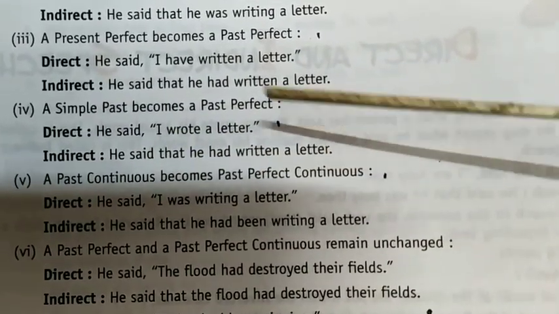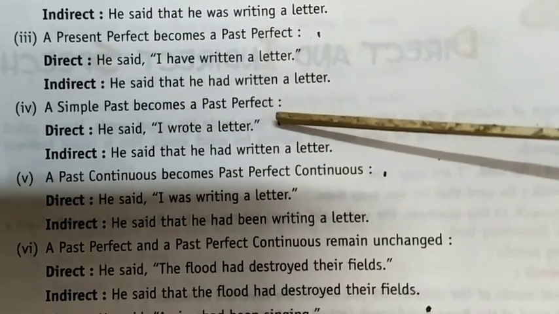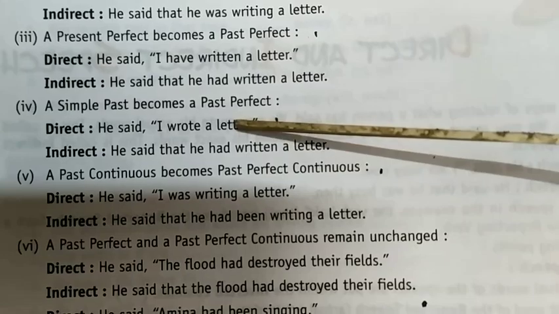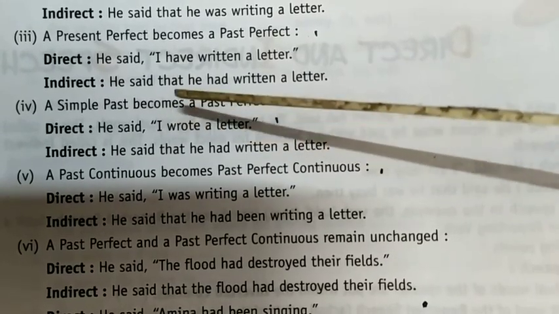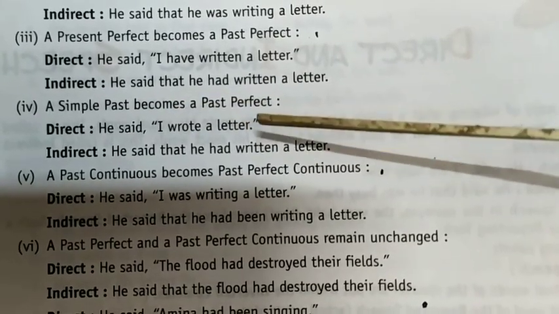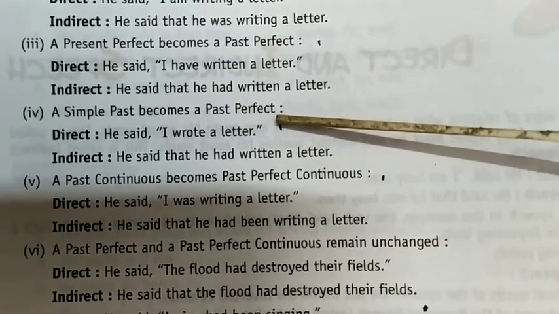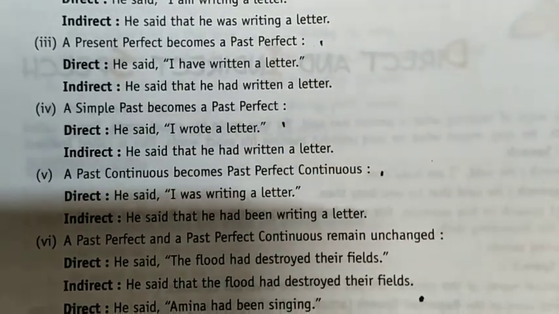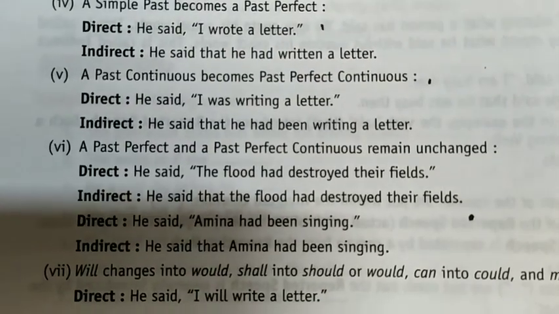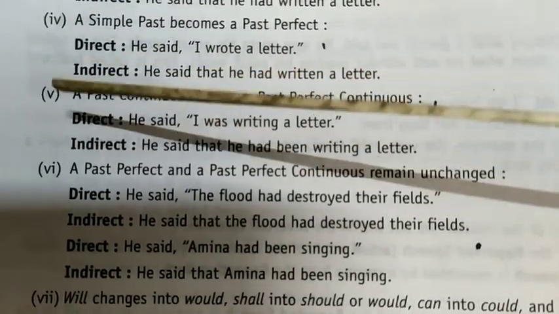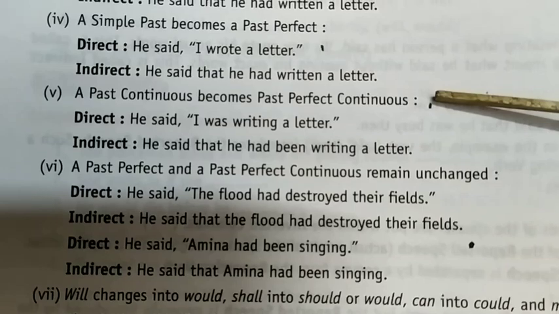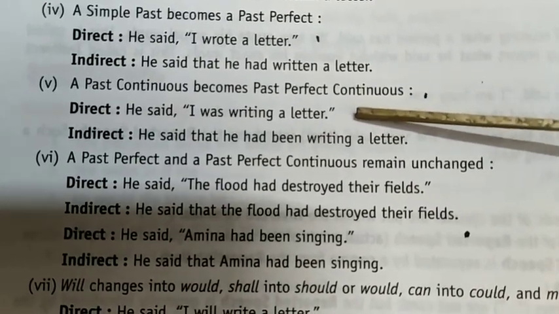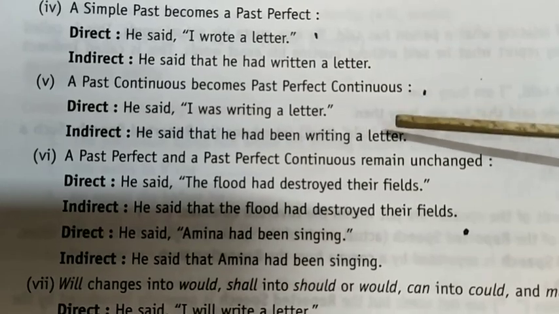In case you get some options, an MCQ kind of question, and you get he said that he wrote a letter, that answer will also be correct here. And this is also correct: he said that he had written a letter. Let's move forward. A past continuous becomes past perfect continuous. How? He said, I was writing a letter. He said that he had been writing a letter.